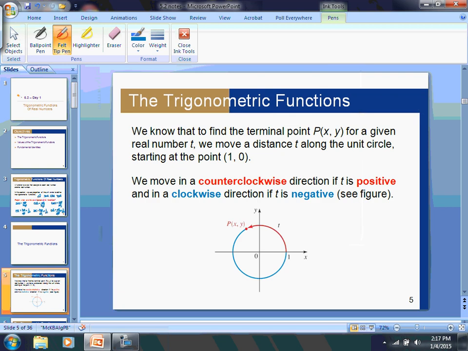Okay, now we know that to find the terminal point for a given number or a given distance, we move that distance around the unit circle from our starting point, which is 1, 0. And we go counterclockwise, or we go up if the direction is positive, and we go clockwise or down from that starting point if the direction is negative. So that's what we've talked about in all of section 5.1. That's still going to be true in this section.